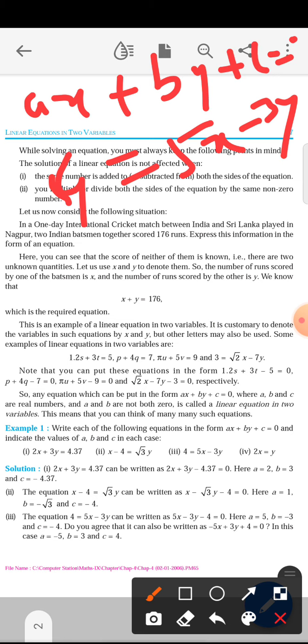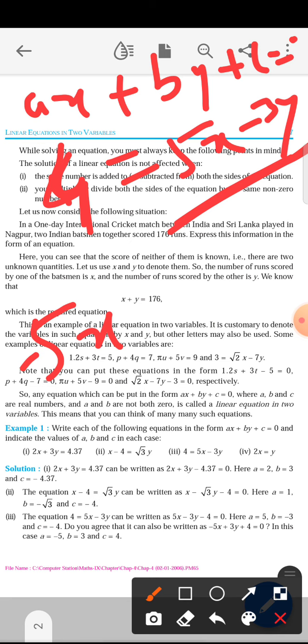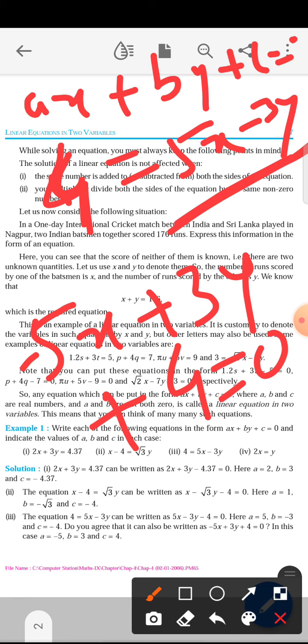So there is 4, and we have to take all of it to the left hand side. So there will be minus 5x, then plus 3y, because there is minus 3y, which when transposed will change its sign to plus 3y. Now there is plus 4, so I am writing plus 4 as it is. So the linear equation is in standard form now: 5x plus 3y plus 4 equal to 0.